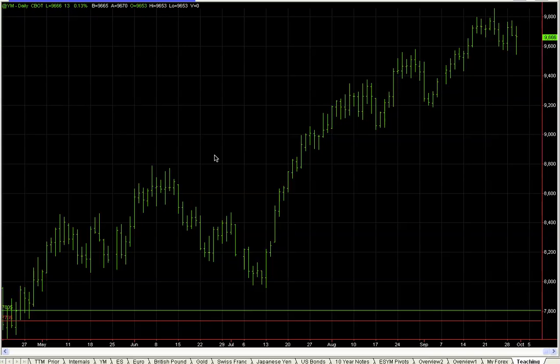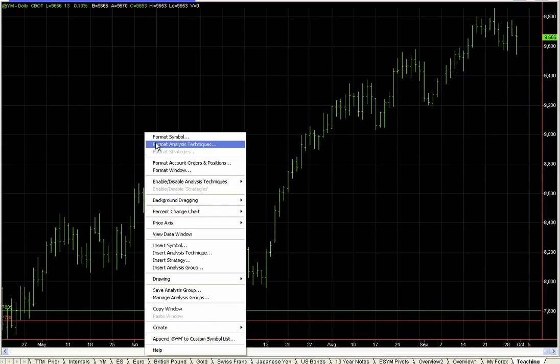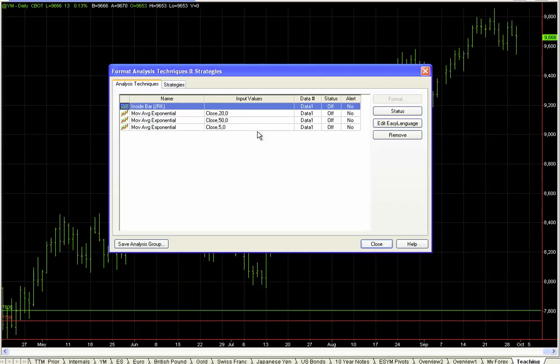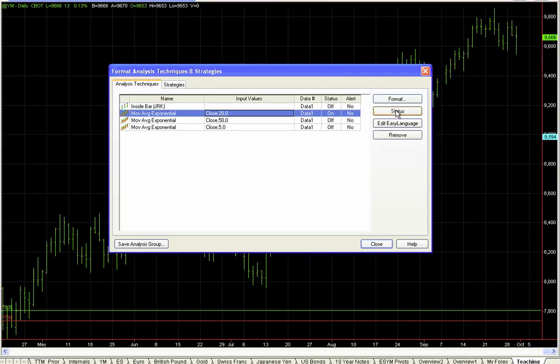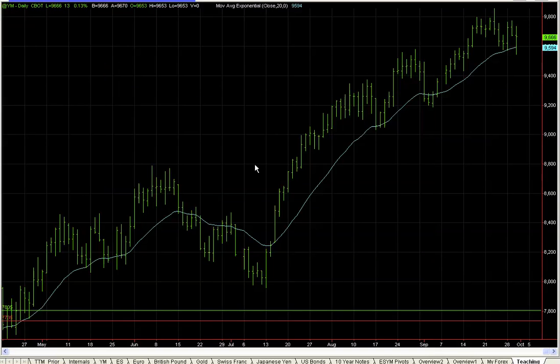A slightly more sophisticated kind of moving average is called an exponential moving average, or an EMA, and this uses a mathematical formula to hug the price a little bit more accurately, and these are the moving averages I prefer to look at. So let's add one to this chart and see what it does for us. We're going to add a 20-period moving average to start off with and see what that does.